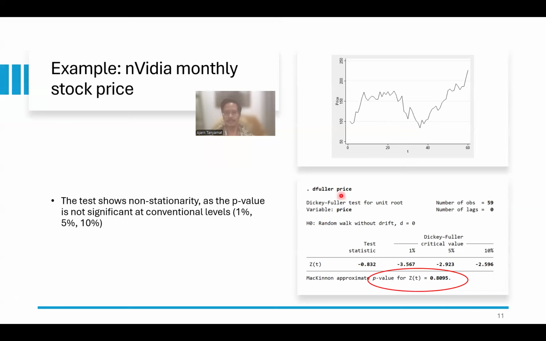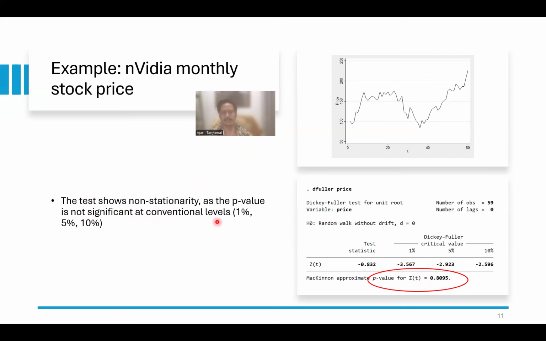Here's what we look at. We run the test, we look for the p-value. The p-value, you compare that with the significance level. Conventionally, we're looking at 10%, 5%, or 1%, right? In this case, the p-value here is actually 0.809. So if we conclude stationarity, if we reject the null, the chance of being wrong is 80%. That's not a good chance, right? So in this case, we do not reject the null hypothesis of non-stationarity, right? So the test shows non-stationarity.